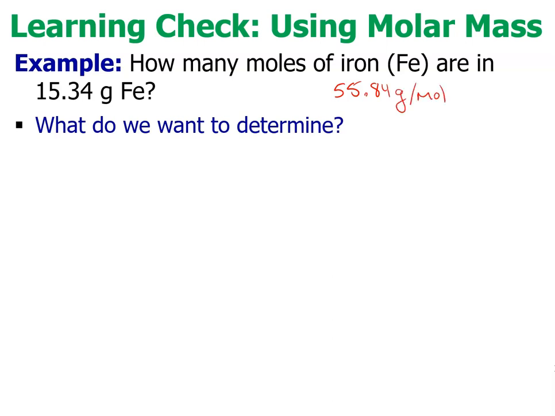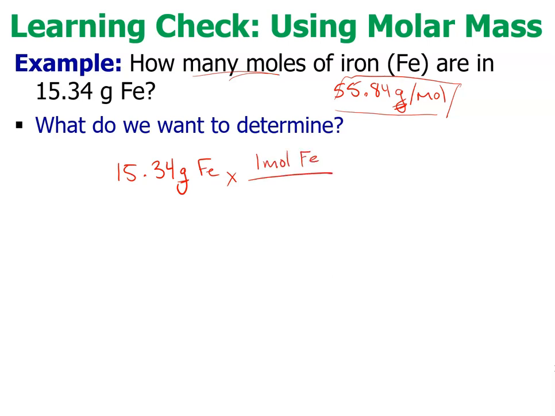So now that we know the atomic mass for this compound, we can use this conversion factor to solve this problem. We want to know how many moles, and what we have is 15.34 grams of iron. We want to cancel out grams, so we need this. We know for conversion factors, we can flip those up and down. So we can take 1 mole of iron is equivalent to 55.84 grams of iron.